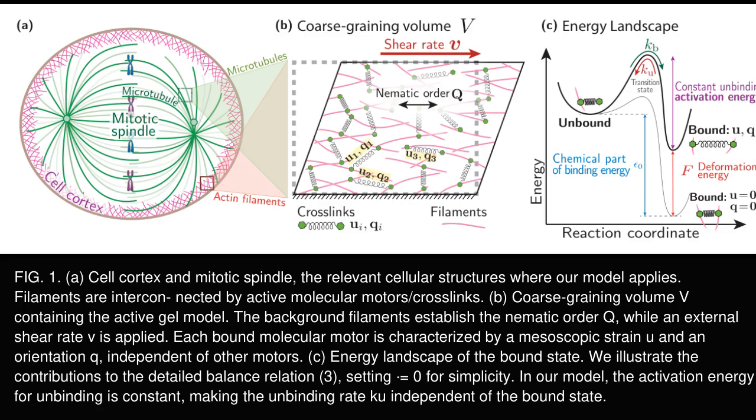Panel C presents the energy landscape of a crosslinker in its bound state. For simplicity, the illustration sets the activity parameter to 0, reflecting thermal equilibrium conditions. In this model, the activation energy required for unbinding remains constant across all bound states, which implies the unbinding rate Ku is independent of the motor's strain or orientation. This is a good approximation when the chemical binding energy dominates over mechanical contributions. Together, these panels establish the central features of the theoretical framework for understanding the dynamics and non-equilibrium behavior of active gels based on molecular scale processes.